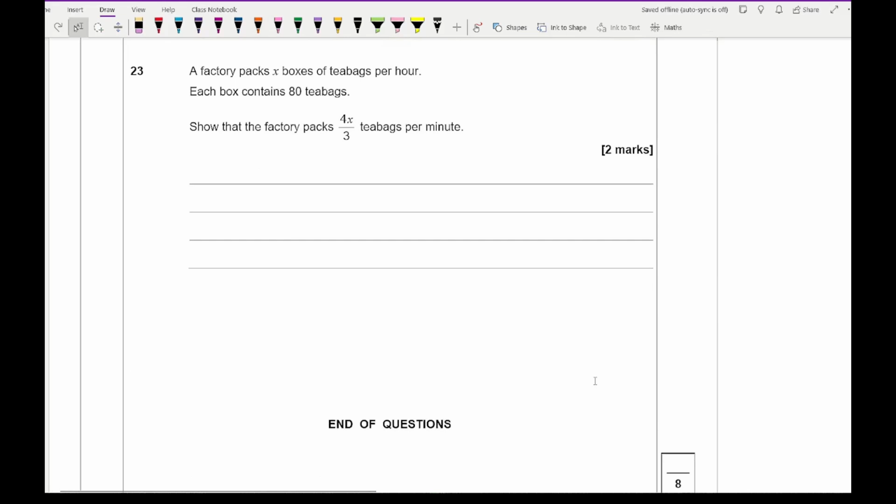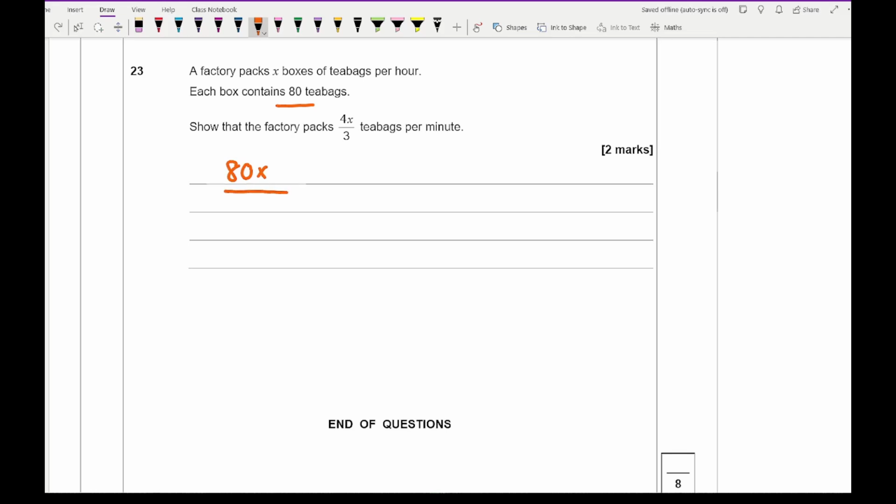For question 23, it says a factory packs x boxes of tea bags per hour. Each box contains 80 tea bags. Show that the factory packs 4x over 3 tea bags per minute. So for this, all I need to do is, well, there's 80 tea bags in a box, so that's going to be 80x, and we're going to divide that by how many minutes there are per hour.